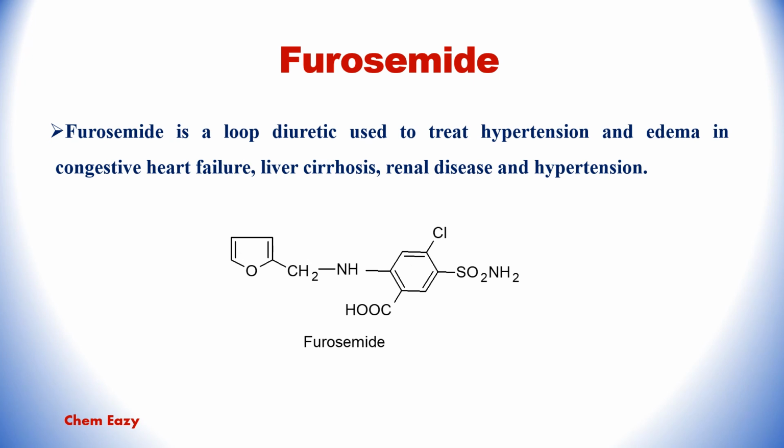Another important medicinal compound which consists of furan nucleus is furosemide. In furosemide, the furan nucleus is present here. This drug is a loop diuretic used to treat hypertension and edema in congestive heart failure, liver cirrhosis, renal disease and hypertension.